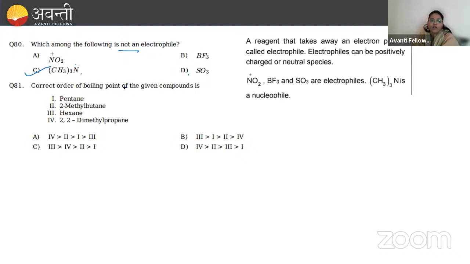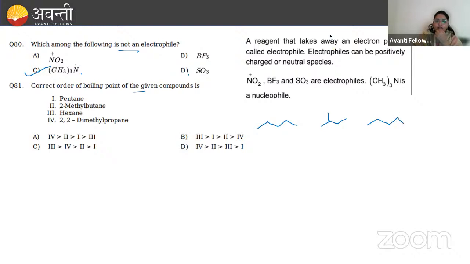Okay. Next, the correct order of boiling point of the given compounds is. Here pentane is given to us, okay? Pentane is 1, 2, 3, 4, 5. Next is 2-methyl-butane, 1, 2, 3, 4. That is our 2-methyl-butane. Which will be hexane? 1, 2, 3, 4, 5, 6.